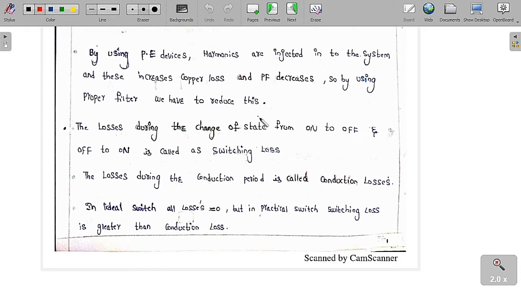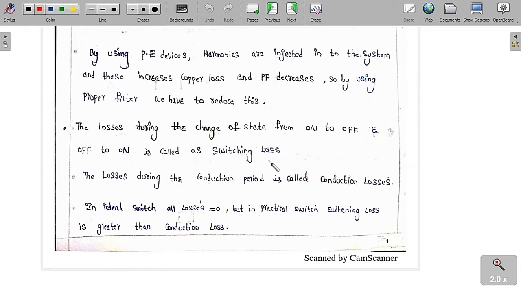So by using the proper filter, we have to reduce this. The losses during the change of state from on to off and off to on are called switching losses. So basically, whenever you switch from on to off or off to on, during that small amount of time, the losses which occur in the power electronic devices are called the switching losses.